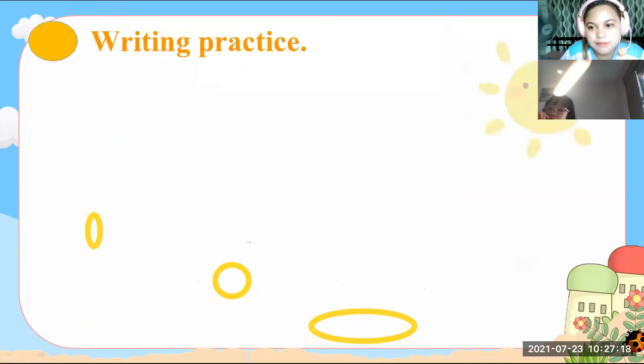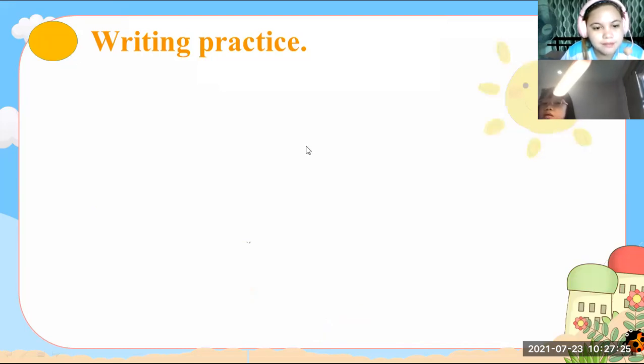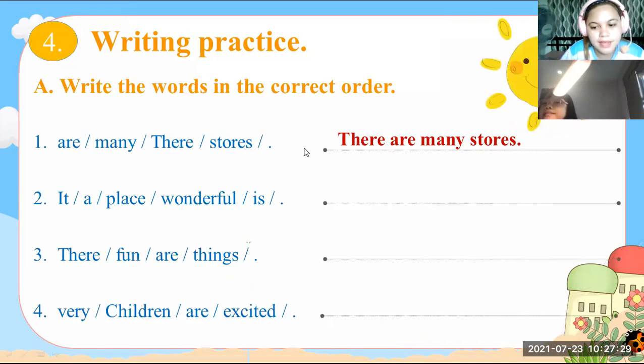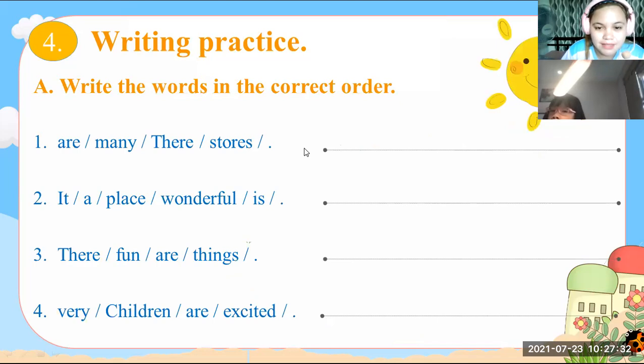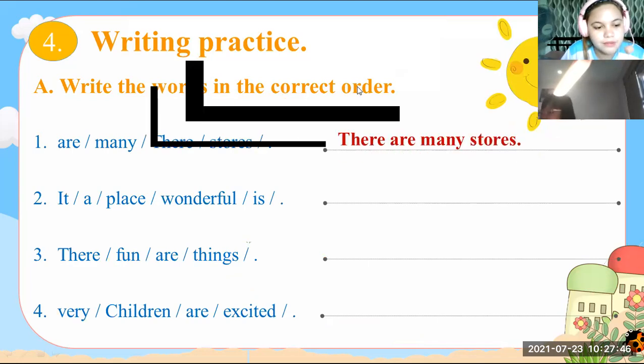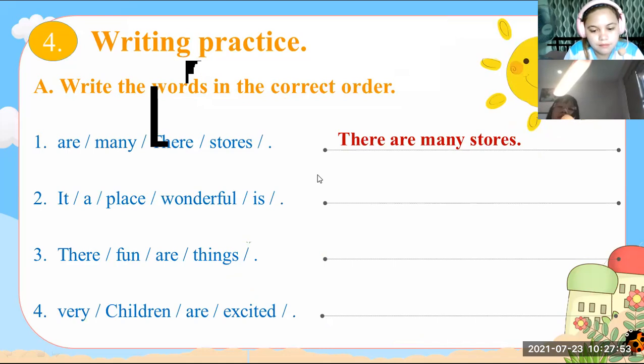Okay, next one, let's see. So this is writing practice. Okay, so here, Han, we are going to fix the sentences. Okay, number one, are many there stores? There are many stores. Number two, it's a place wonderful is. This is a wonderful place. Okay, very good. Next one.